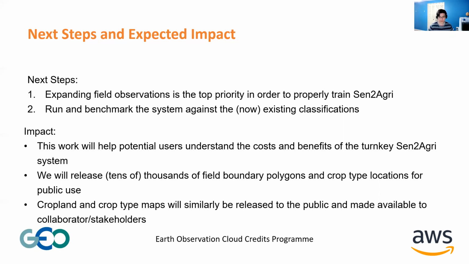The impact that we expect to see here is that this work will first and foremost help potential users of the system understand the costs and benefits of Sen2Agri as a system being run in the cloud. And as secondary benefits, we do plan to release all of our data to the public. So there will be tens of thousands, in this case, of field polygon boundaries and crop type locations for everyone to use, as well as the maps that will be released publicly, as well as made available, of course, to our collaborators and stakeholders.